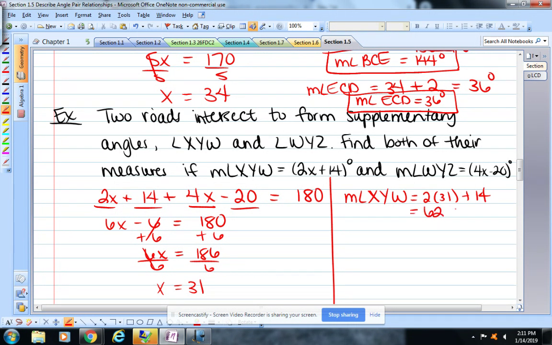2 times 31 is 62. What is 62 plus 14? 76 degrees. Is that right? I agree. So I'm going to write that. Measure of angle XYW. Label your work.